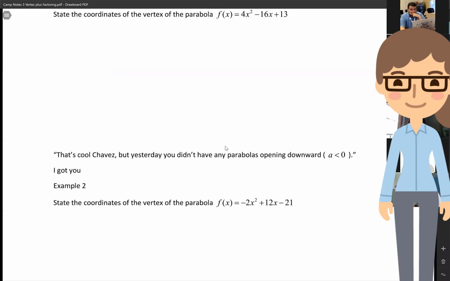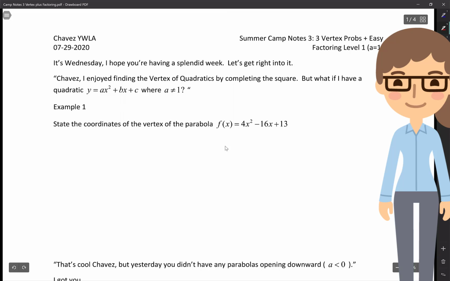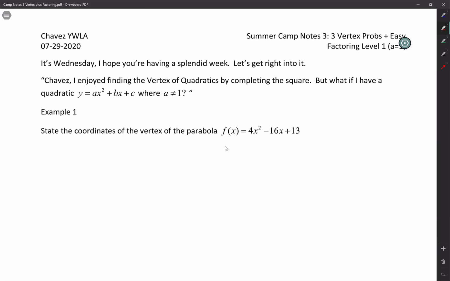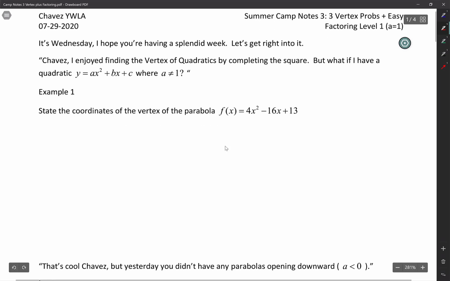So I got an email from one of y'all, and I should have done a better job of finding out what group you're in. So I don't know if she's in this group or if she's in group A or group C. And she didn't say this part, so I exaggerated. I put, Chavez, I enjoyed finding vertex and quadratics by completing the square. She did not say that. I added that. I want to pretend. Well, I'm not pretending. I hope you guys are enjoying some of these.